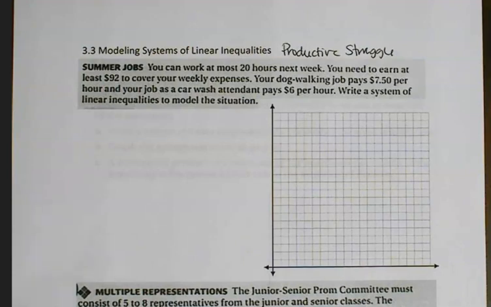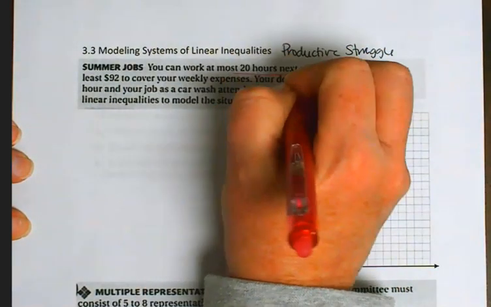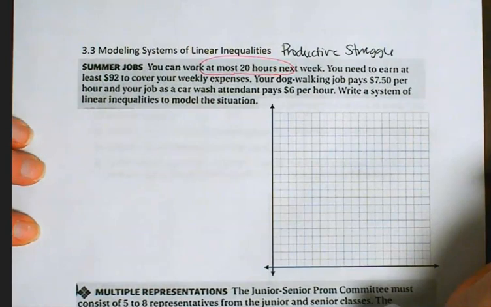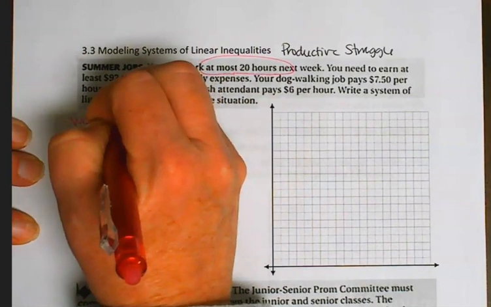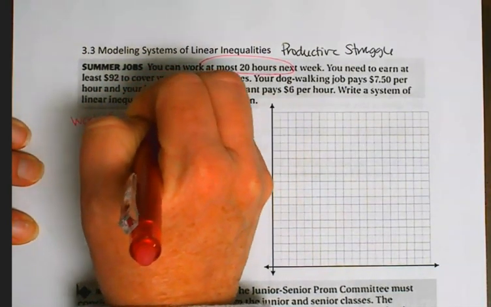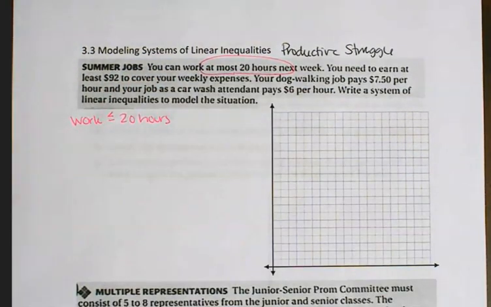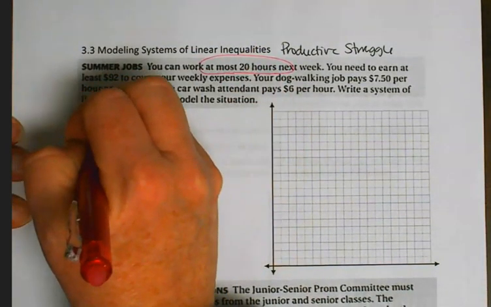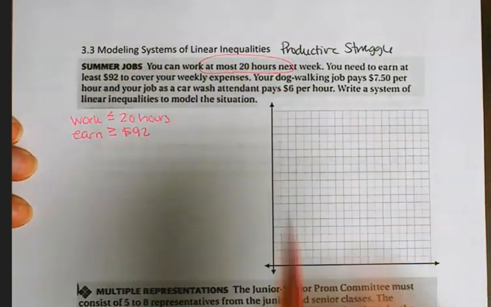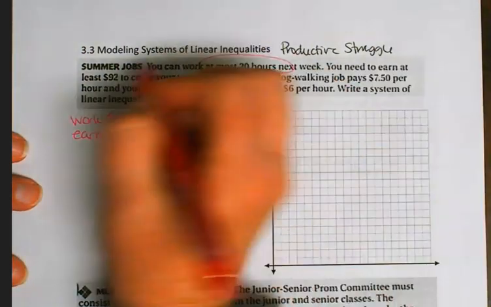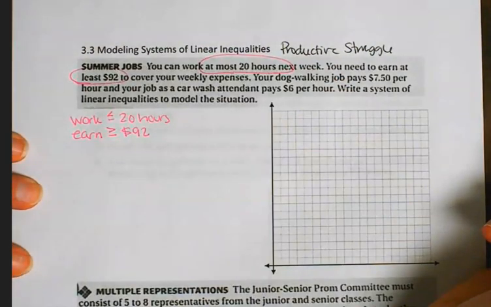And I'd like to start by, in this first problem, summer jobs, circling the things that we know. So, for example, we have 20 hours. At most 20 hours we're supposed to work. If this was a homework problem, you'd probably say work less than or equal to 20 hours. Like that would be how I would simplify that for my notes. You need to earn at least $92. So earn more than or equal to $92. So that's the second phrase that we have to cover your weekly expenses.